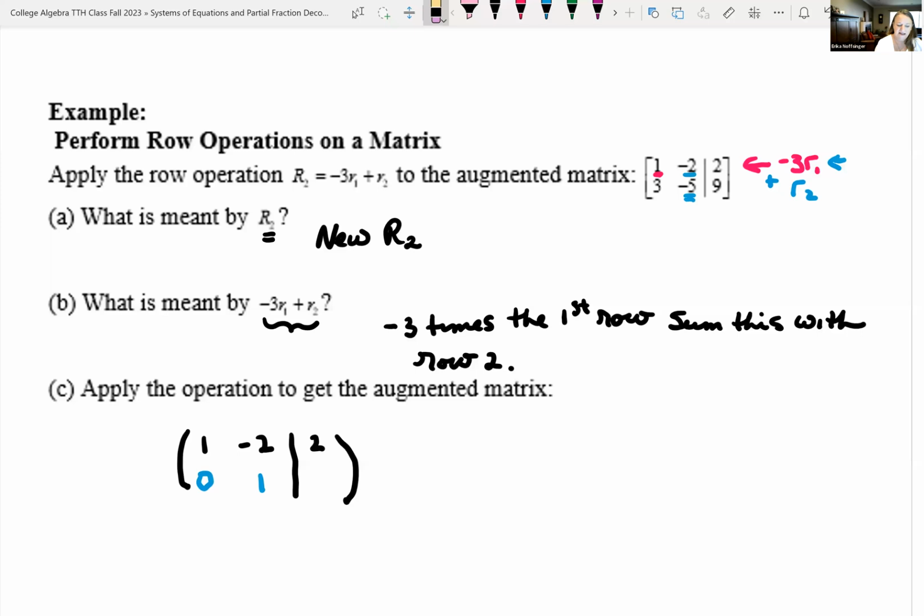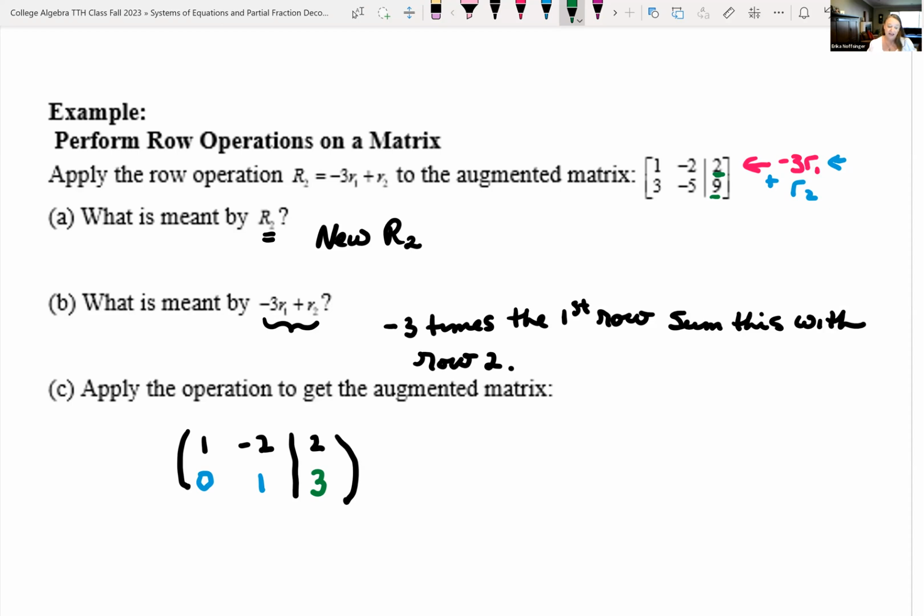So now we're going to the next entry in our first row, our constant 2. We're multiplying that by -3, and then we're summing it to our 9. So 2 times -3 is -6, and -6 plus that 9 gives us 3. So we just manipulated that second row by changing it with a multiple of one row and summing it with the other row.